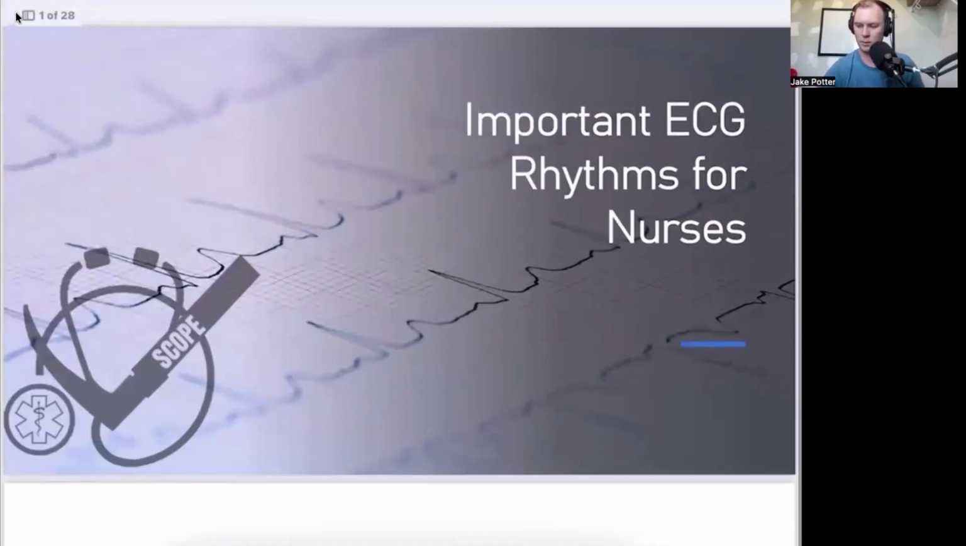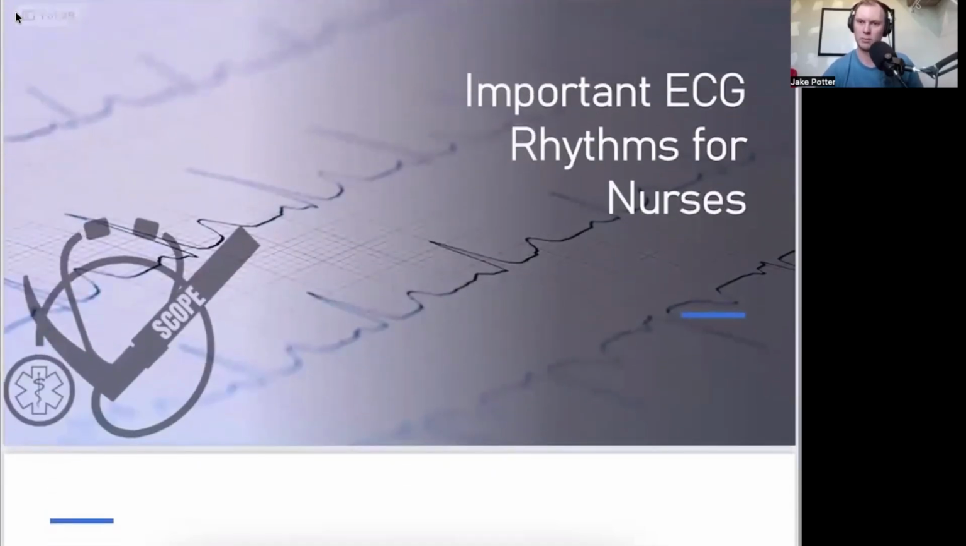So, welcome. The main objective today is we're going to be talking about some important ECG rhythms that nurses need to be aware of. Not necessarily the treatments for those rhythms. This is just going to be strictly the actual rhythms and some characteristics of them.